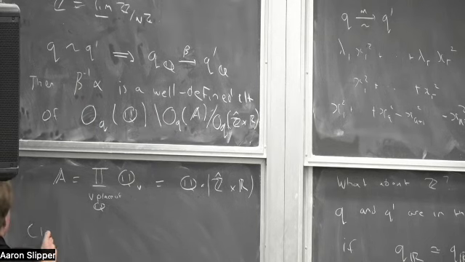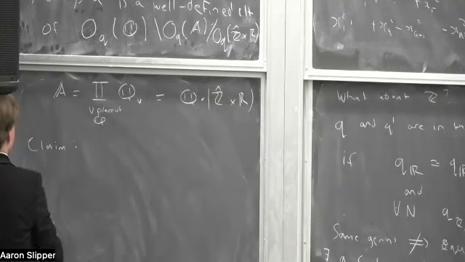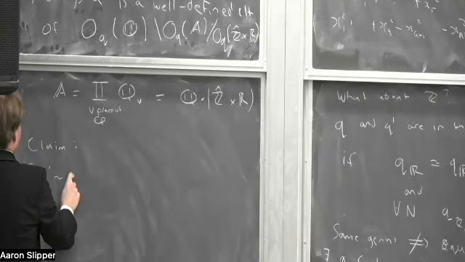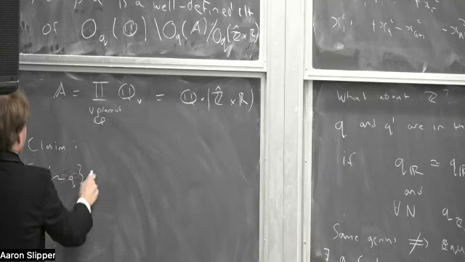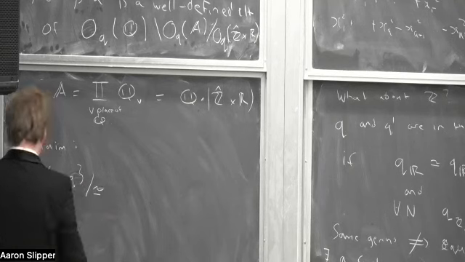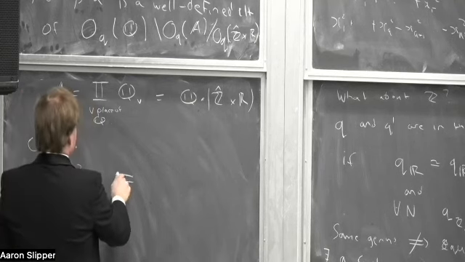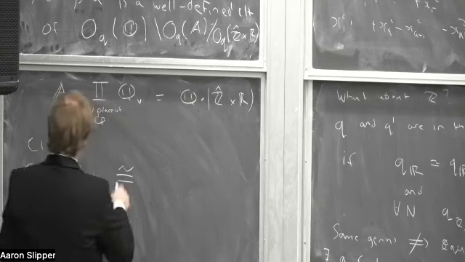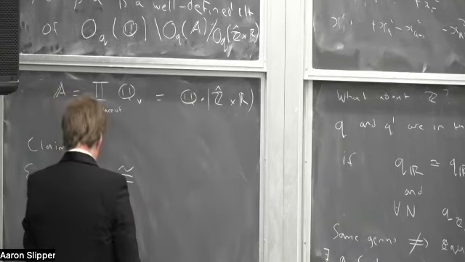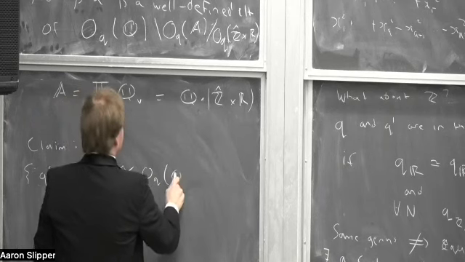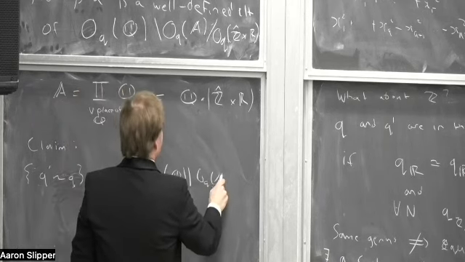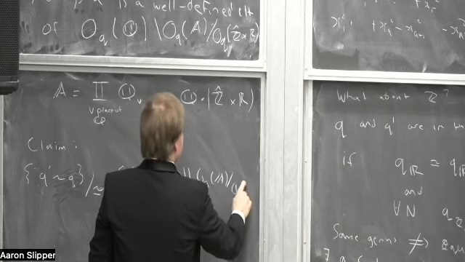So, claim: the set of Q prime equivalent to Q modulo actual equivalence is, there are so many different squiggles here, but this is isomorphic to this adelic double quotient, O_Q backslash A over O_Q Z hat.